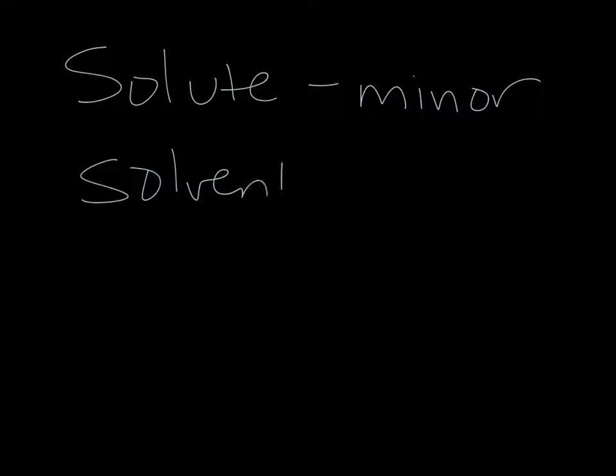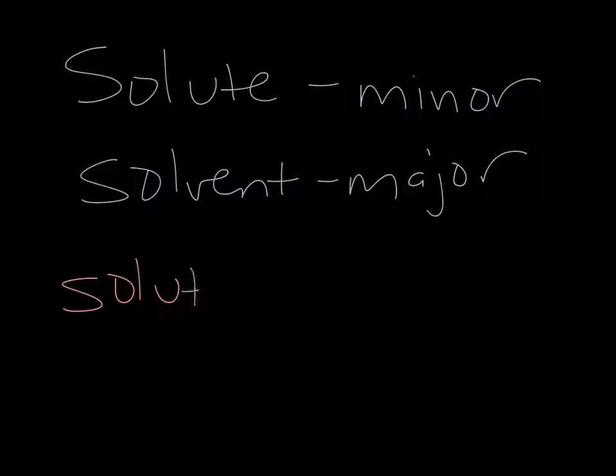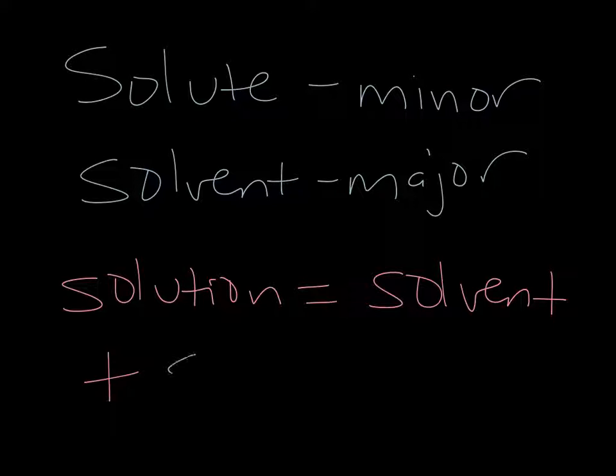The solute is going to be the minor component, and the solvent will be the major component of the solution. So a solution is equal to some solvent system plus one or more solutes. So if we had two things dissolved in solution, we would have two solutes.